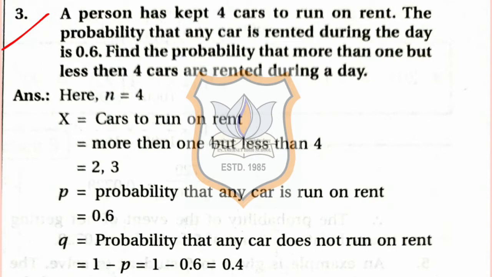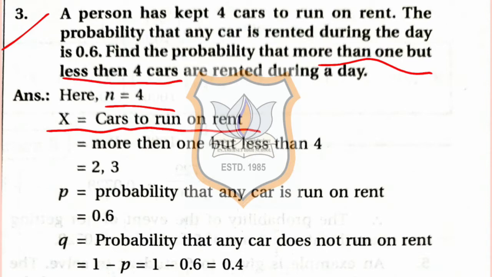Since there are 4 cars, n will be 4. Now we can denote x as what? Cars to run on rent. Here it is asked more than one but less than 4 cars are rented. More than 1 means 2 and less than 4 is 3. So value of x will be 2 and 3. Now what is P? Probability that any car is run on rent. That is given as 0.6. So P will be 0.6.